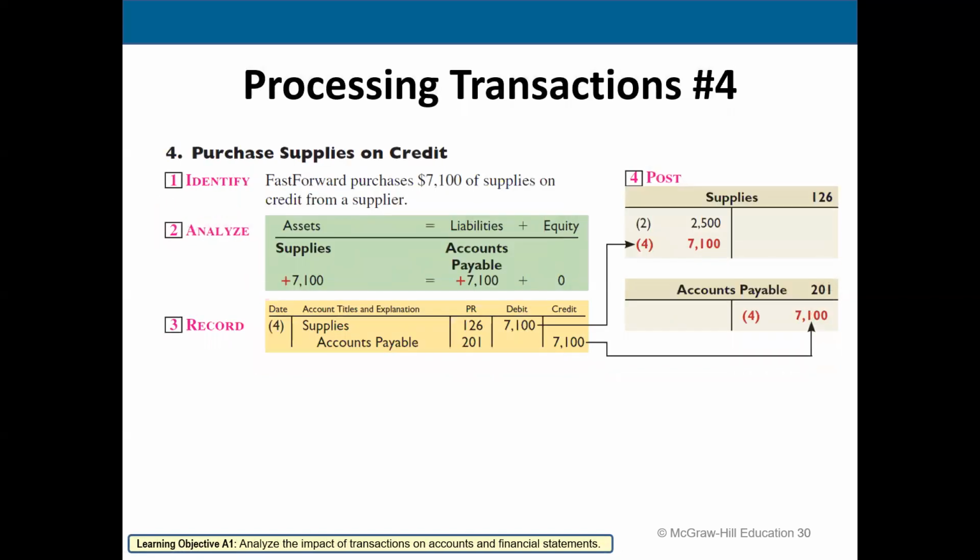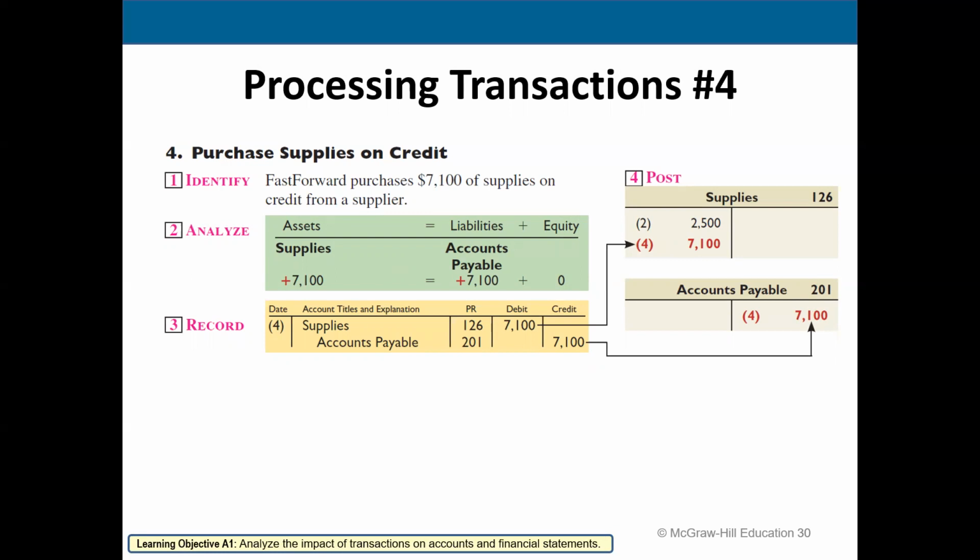Transaction 4, we purchase supplies on credit. Remember, on credit means we're not paying cash to our supplier. Instead, we're promising to pay them later. So what's happening is our asset supplies is increasing, and our liability, accounts payable, money we owe the supplier, is also increasing. We owe them more than we did before.